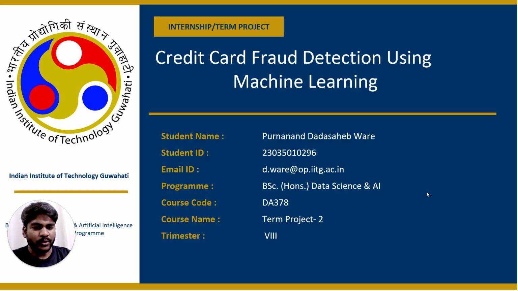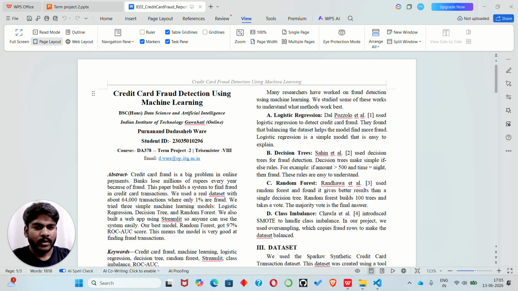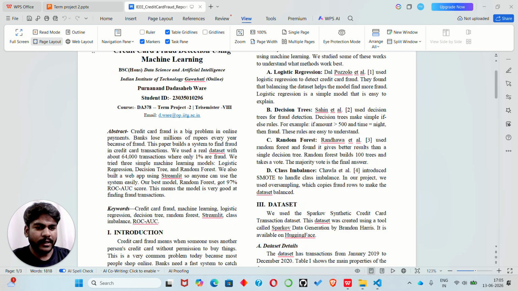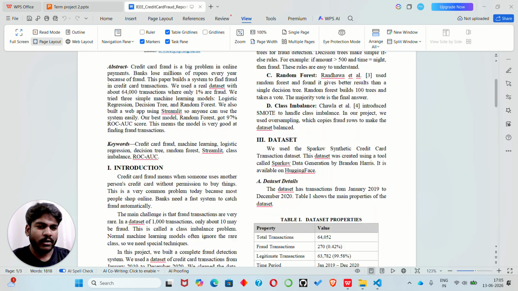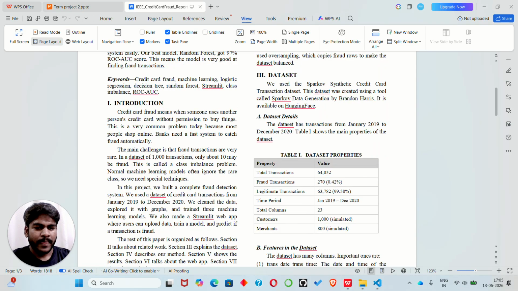Today I am presenting my project for course DA 378 for trimester 7. My project is regarding credit card fraud detection using machine learning. The objective of this project is to identify fraudulent credit card transactions using a machine learning model and provide an easy to use web application for fraud predictions.